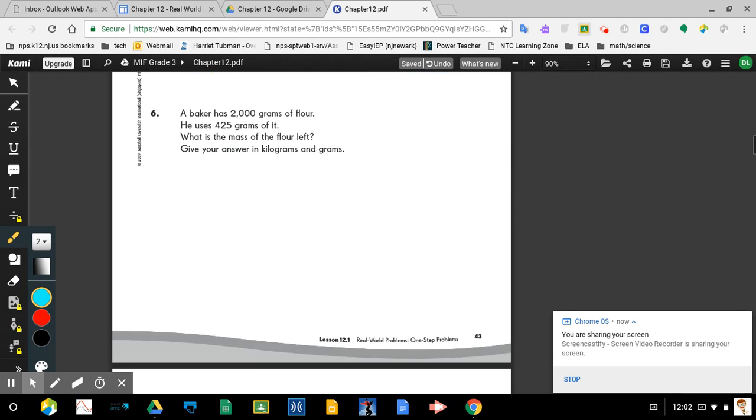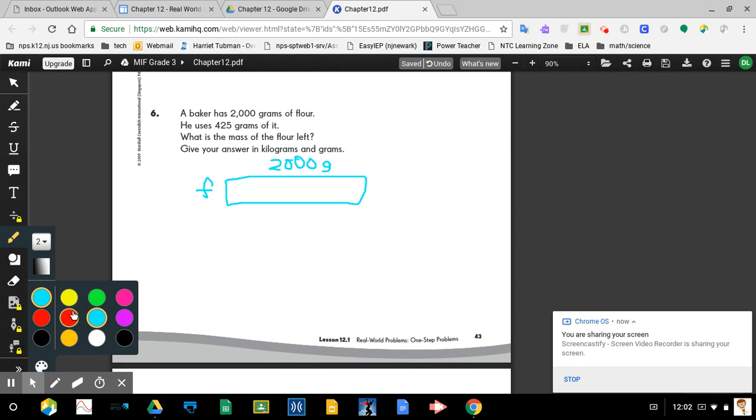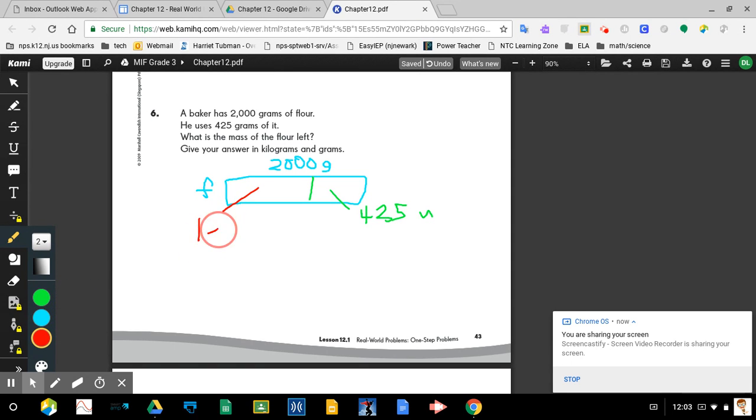Let's look at number 6. A baker has 2,000 grams of flour. So I'll do another bar model. Here's 2,000 grams of flour. Put an F for flour. He uses 425. So out of this flour, he's going to use 425 grams of it. I'm going to put a U for used, which means the other side is what's left. And I don't know, again, how much is left, so I'll put a question mark on what's left.